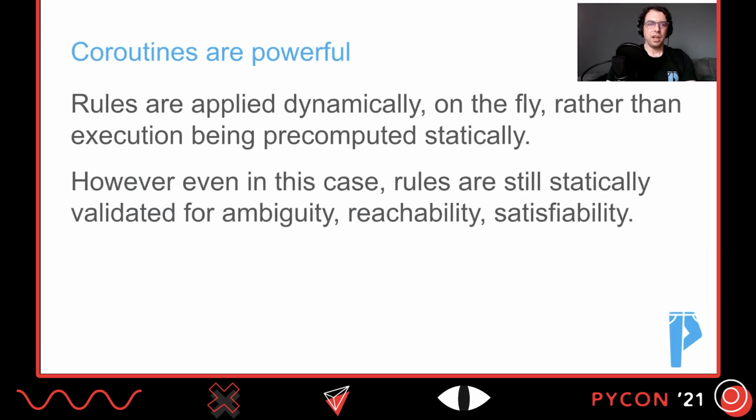Now, coroutines are very powerful because, as I mentioned, the rule application, the path through the graph, is determined dynamically on the fly rather than statically. That means you can use runtime information to inform how the build will unfold, but you still get that static checking. Being able to yield back to the engine at runtime means that you can apply a natural control flow. So you can do things like looping and branching, but still have this static validation.